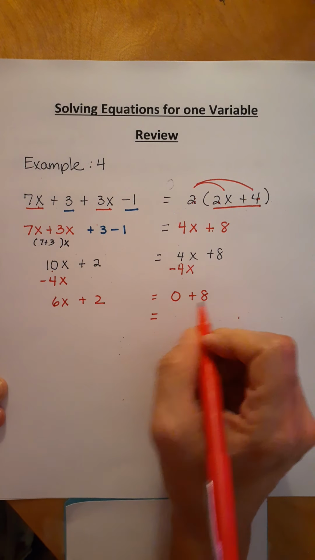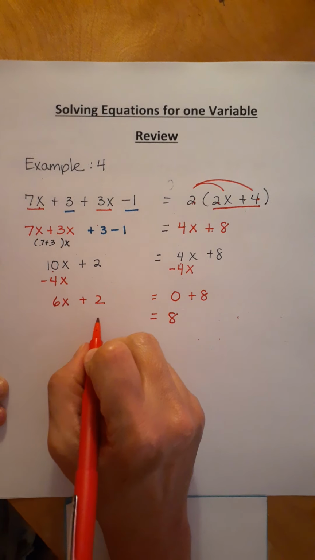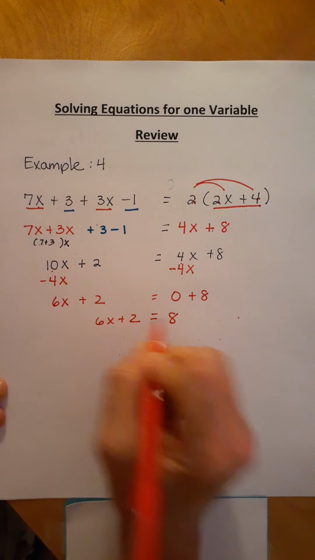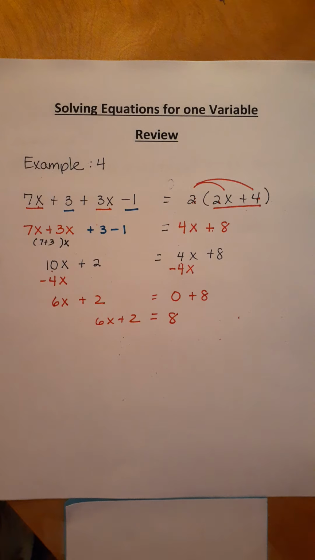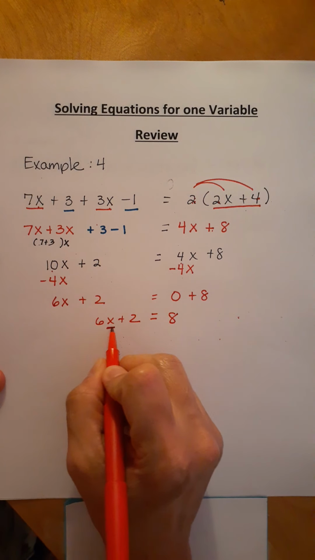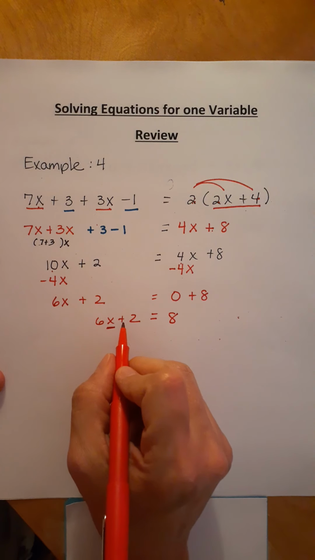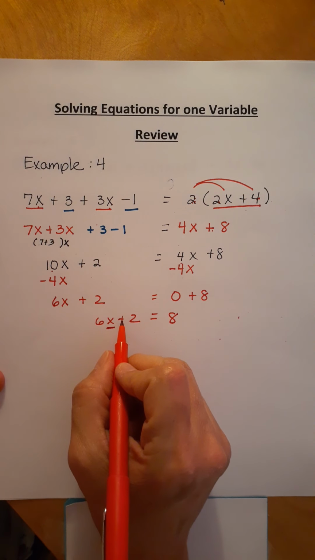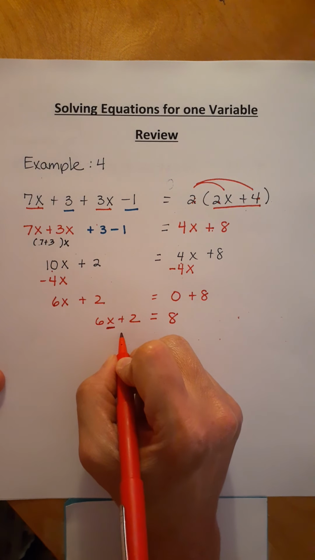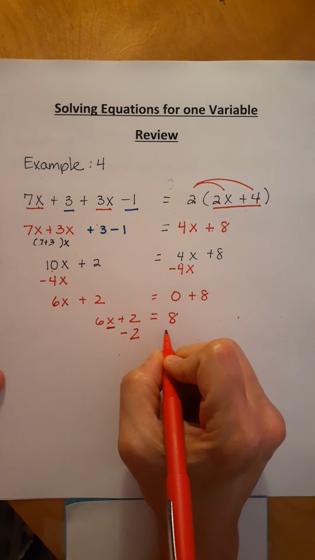Let's keep going with this. 0 plus 8 is 8, and 6x plus 2. We're almost done. Next step, I want to get that x alone. I don't get the coefficient of that x first. I move the number that's added or subtracted to it. So I'm going to subtract 2 on this side and this side.